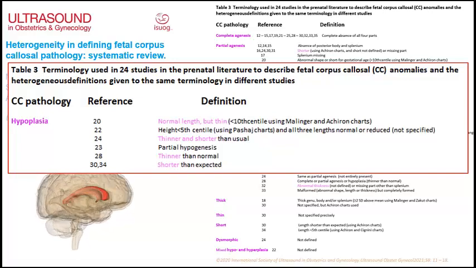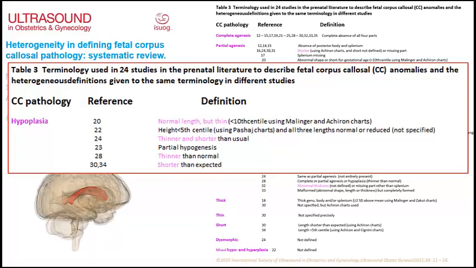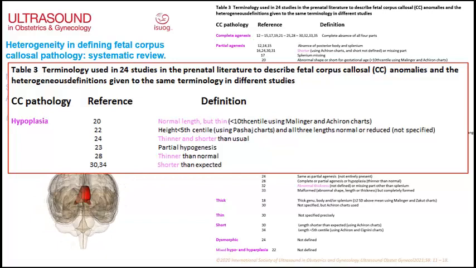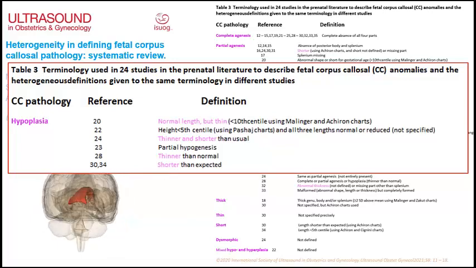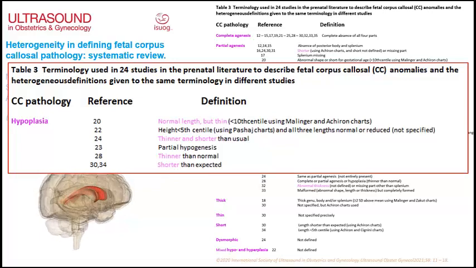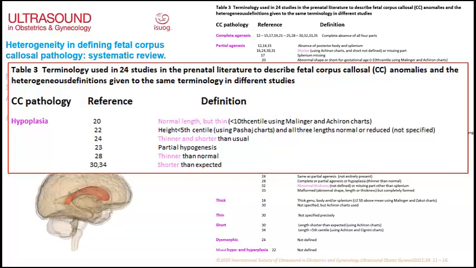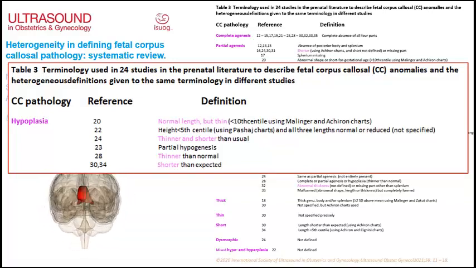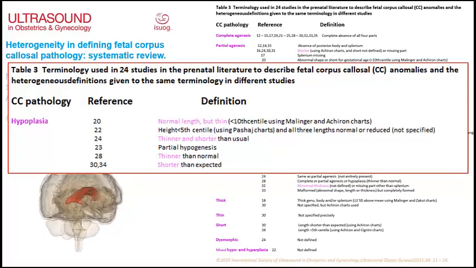While for some authors a hypoplastic corpus callosum is one that has normal length but is thin, for others it is when it is thin and short, and for others it is when it is thin or short. Therefore, it is very obvious that an effort and consensus are needed for the standardization of corpus callosum anomalies classification and terminology.